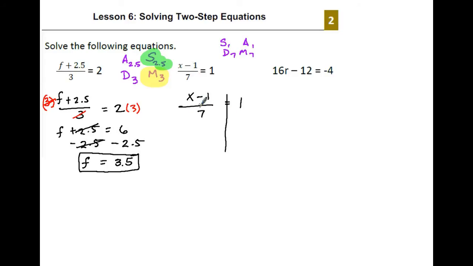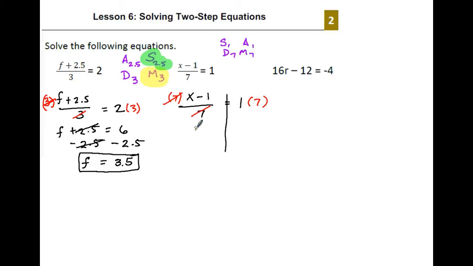Makes sense because if we want to solve for x, we need to get rid of this division by 7. So we want to multiply both sides by 7. So multiply this side by 7, this side by 7. Let's get rid of that 7.